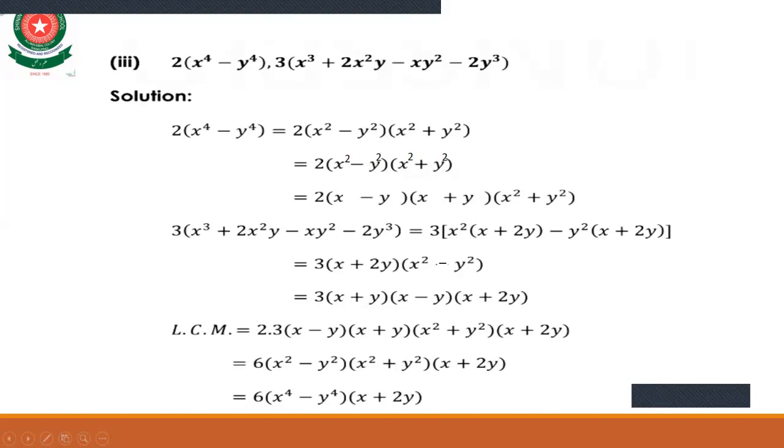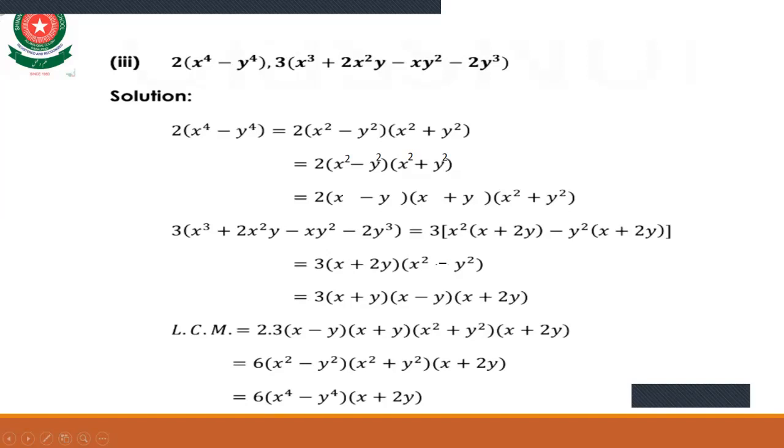Okay, solve the second equation. In the second equation, you can note down here x square is common. Taking x square common, remaining is x plus 2y, and here minus y square is common, remaining will be x plus 2y. You can note down here x plus 2y is again a common factor. Then taking x plus 2y common, remaining will be x square minus y square. You can note down here again a formula, x square minus y square, that is equal to x minus y into x plus y.